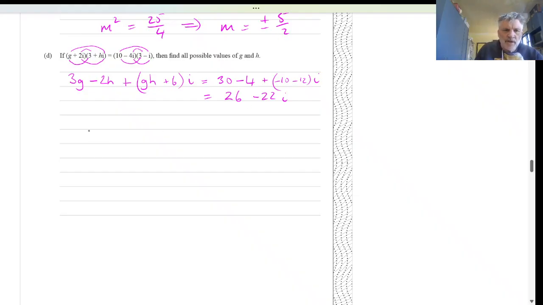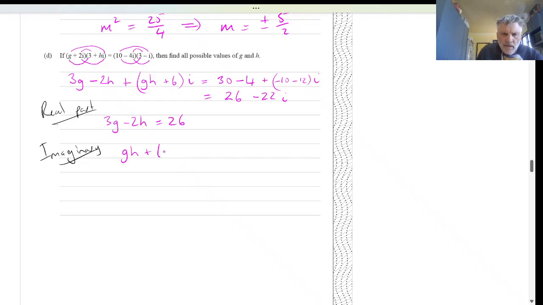And now we can separately equate the real part and the imaginary part. So the real part gives us 3g minus 2h has to be equal to 26. And the imaginary part gives us gh plus 6 equals negative 22. That's the same as gh is equal to negative 28.